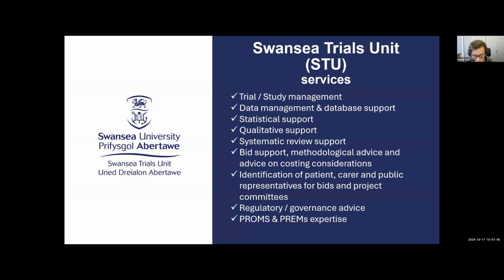So just a little bit of the boilerplate stuff about the Swansea Trials Unit. We are a UK CRC registered trials unit. These are units set up to deliver rigorous research, and we've helped from the bid side to the governance, the data management, statistical sides in trials and routine data.